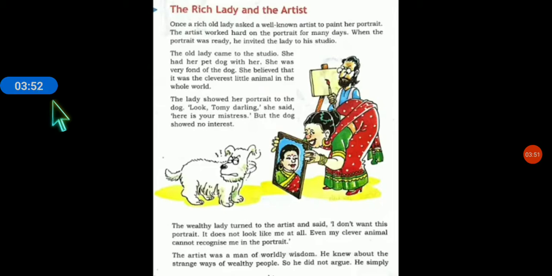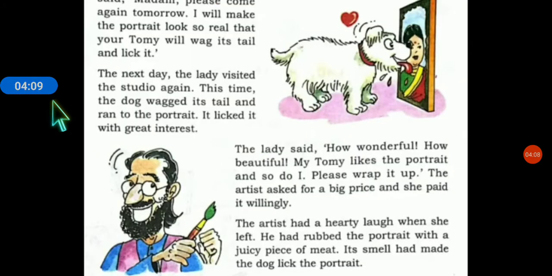So the artist was a man of worldly wisdom. The artist was very wise. He knew about the strange ways of wealthy people. So he did not argue. He didn't argue with the lady. He simply told, "Ma'am, please come again tomorrow. I will make the portrait look so real that your Tommy will wag his tail and lick it."